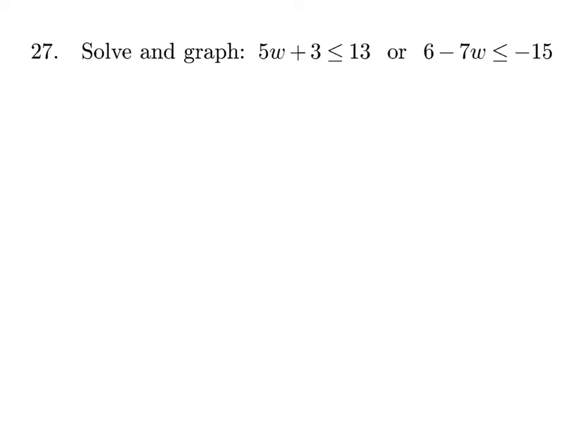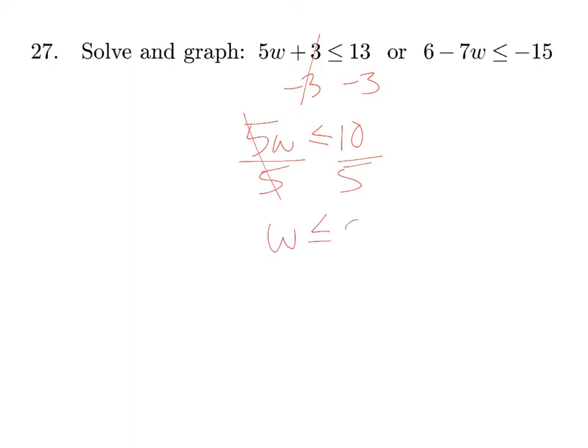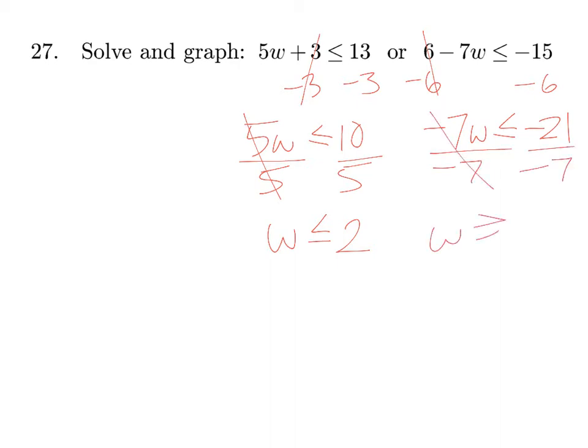All right, we have two inequalities here. Solve each of them. And the next one, I'm going to subtract 6. Get negative 7w is less than or equal to negative 21. All right, don't flip the sign because you're just subtracting. It's when you're multiplying or dividing by a negative, you flip the sign. All right, just divided by a negative now, so I flip the sign.